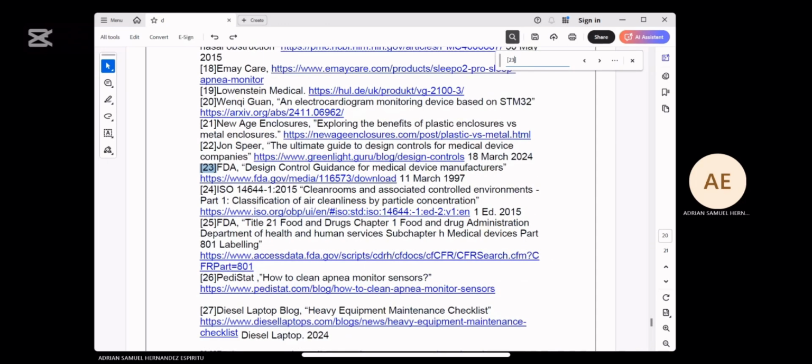Moving on next to the IEEE format, first I write down the organization, which is the FDA, followed by the title, Design Control Guidance, followed by the link to the PDF of the Design Control Guidance, and then lastly the date. There is no edition number, publication location, and therefore I omit those two.